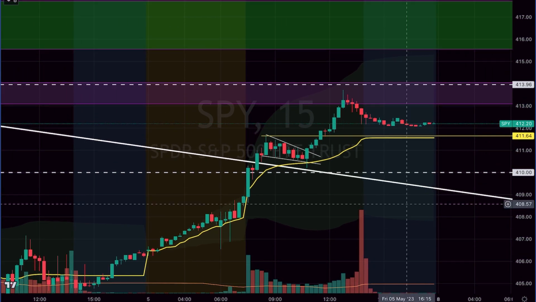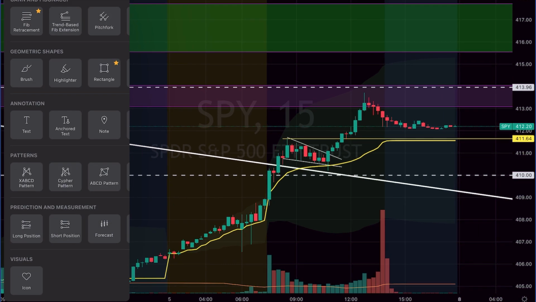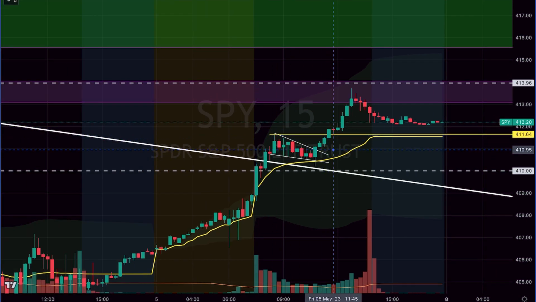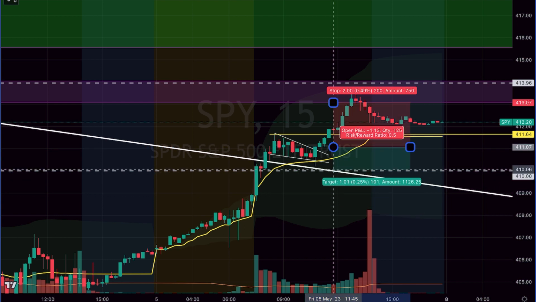So that was very clean, right? So we would have entered in calls here. We always got to have a stop loss when we get into trades, right? So we would have got in here. Our stop loss would have been right under 410, just in case we pull back.